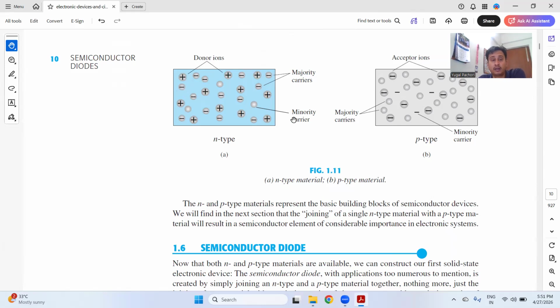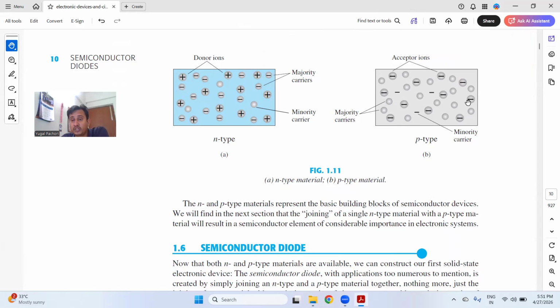Whereas in this p-type, you understood, holes are the majority charge carriers and electrons are the minority carriers, and this has a tendency to accept the electron. That's why it is called an acceptor ion, and the charge on this is negative. Why? Because they have a tendency to accept the electron. That's why the charge is negative.